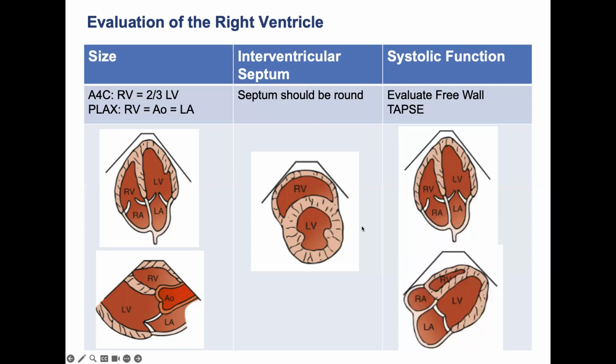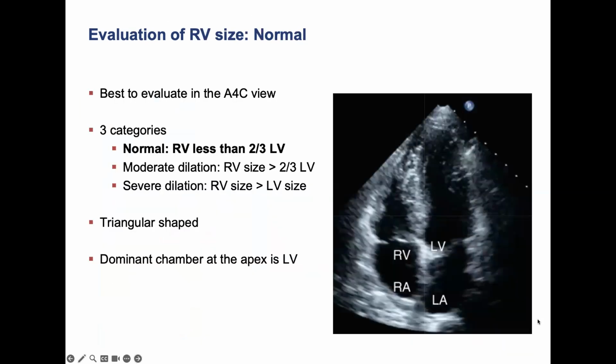And this is best done in the apical four chamber view, or I also like to do this in the subcostal four chamber view, because as you note in this subcostal four chamber view, the liver is right here and it's a nice acoustic window to be able to see that right ventricle. And you can clearly see that right ventricular free wall and see if it's moving. It's not the greatest view for size because we can often underestimate right ventricular size, but we can evaluate TAPSE qualitatively, as we'll talk about here.